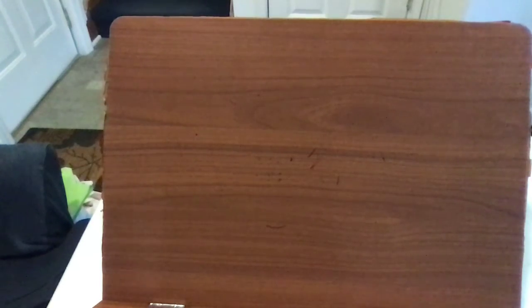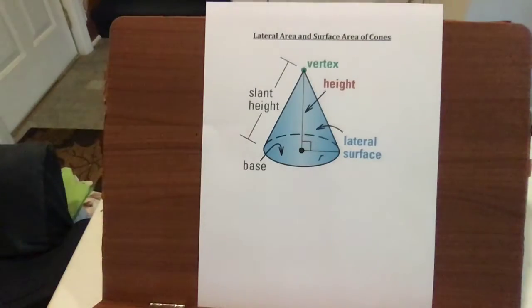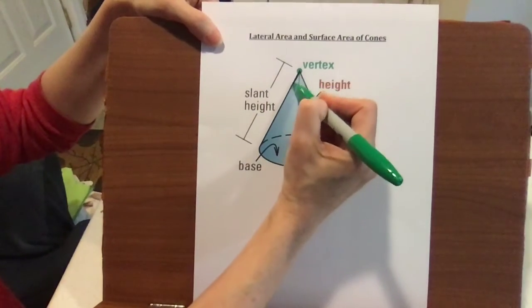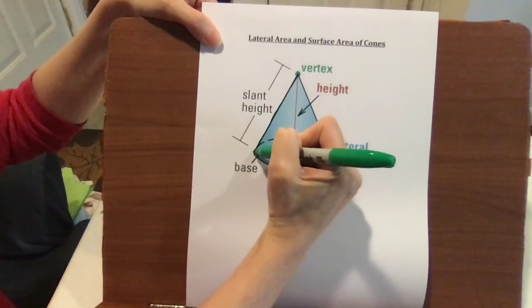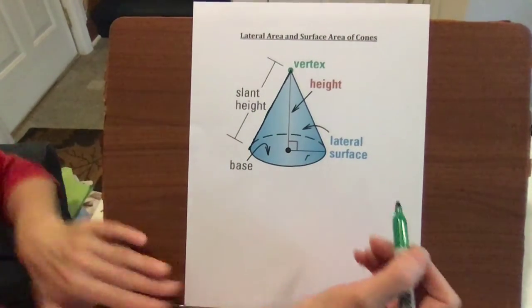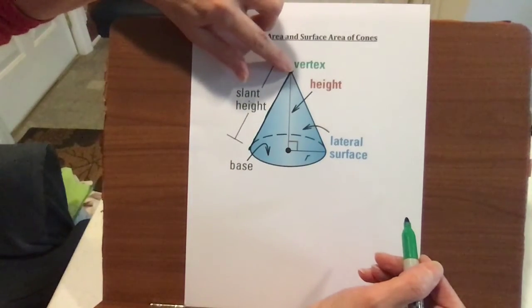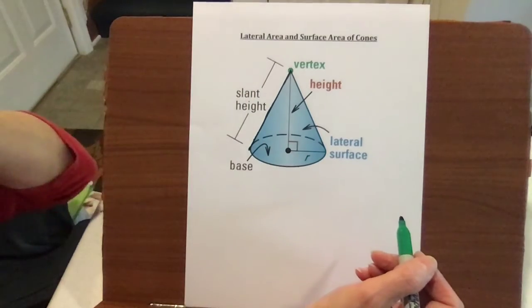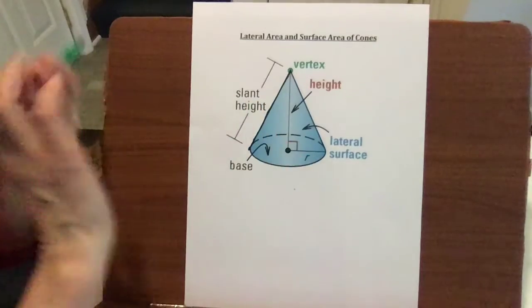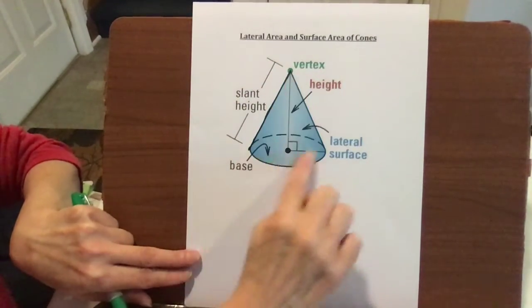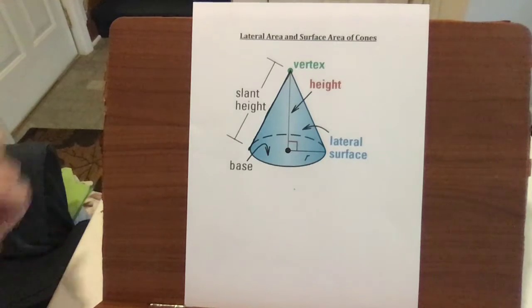All right, moving on to cones. Cones also have a slant height. Slant height is going to be this right here, down to the edge. This is our circle base. Our height is the same. It's from our vertex point all the way down to the center of our base. So that's our height. And then our lateral surface is just the surface around this, not including your base.